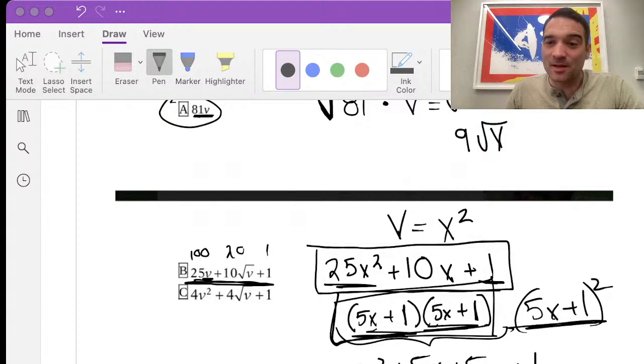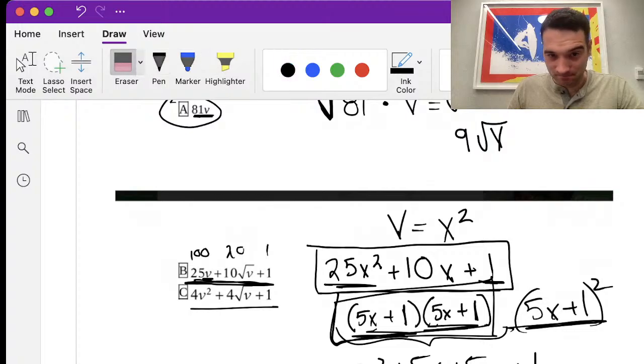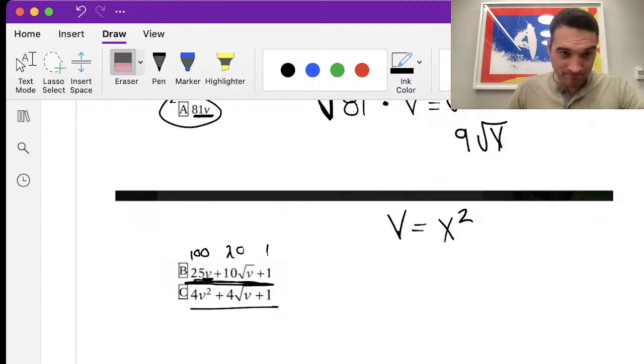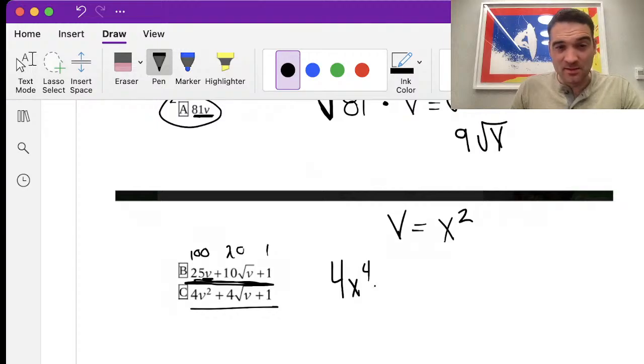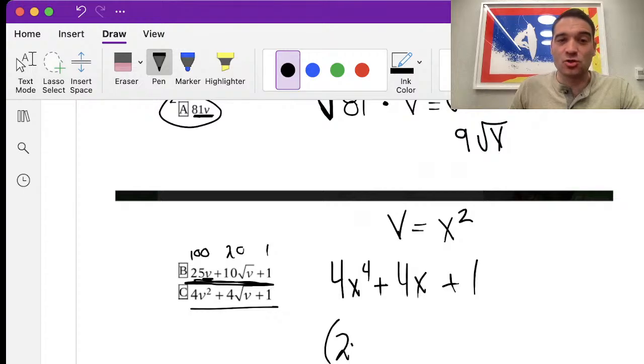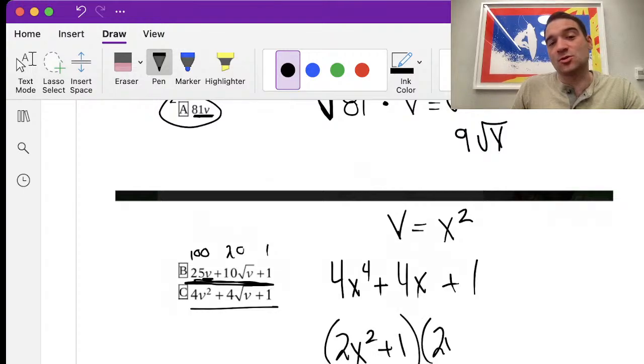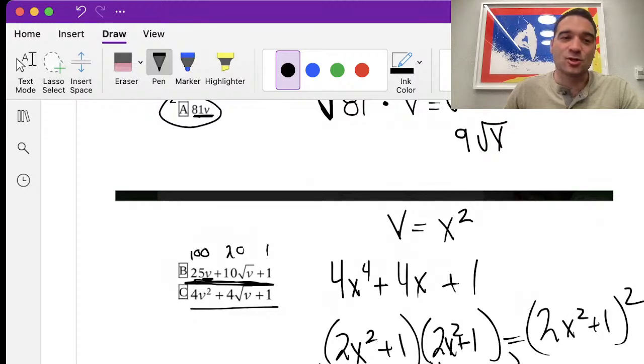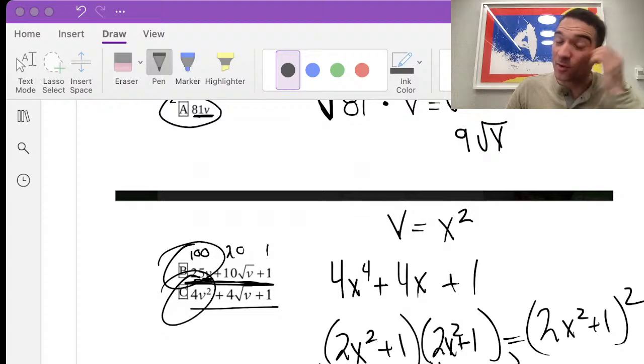The same idea applies on this next one here. So again, we'll call v is x squared. So that would mean that 4v squared would be 4x to the 4 plus 4x plus 1. And in this case, again, it would just be 2x squared plus 1 times 2x squared plus 1, which is a perfect square. It's this times itself, 2x squared plus 1 squared. And so all three of these are perfect squares.